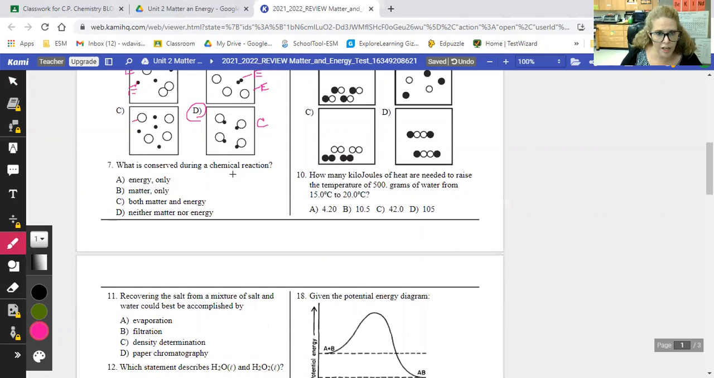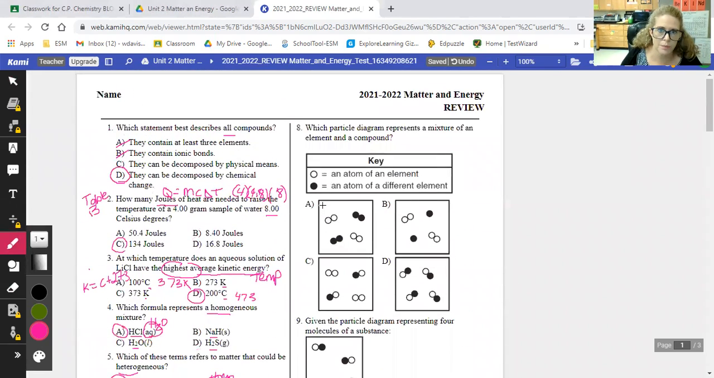Now during a chemical reaction, the law of conservation states that matter and energy are both conserved. Right? That's just a memorized thing from your notes.